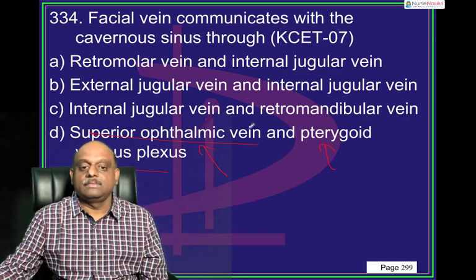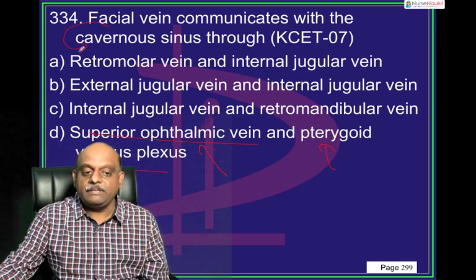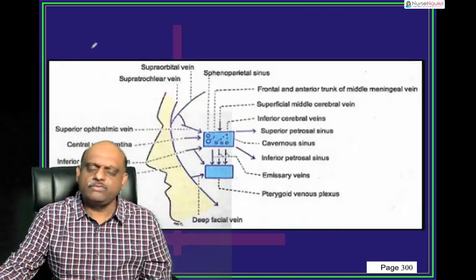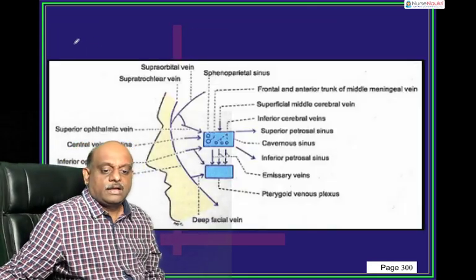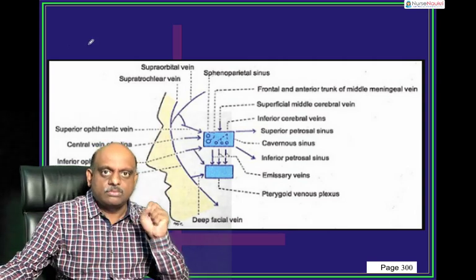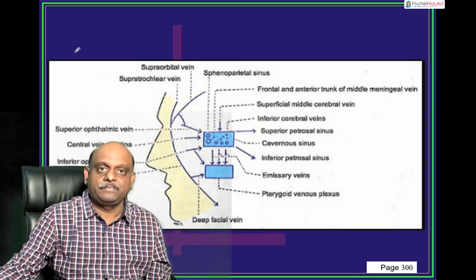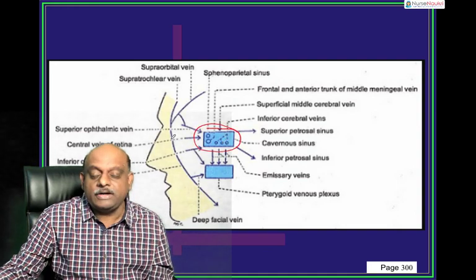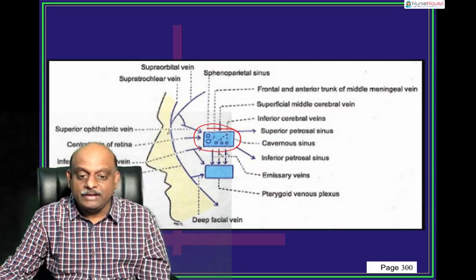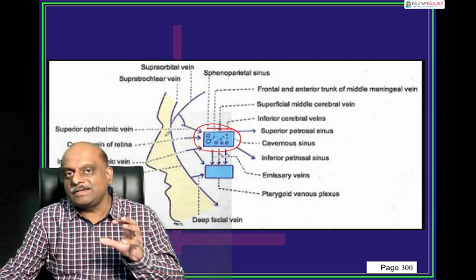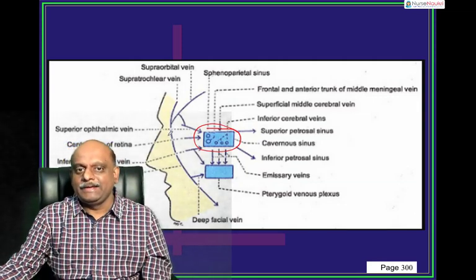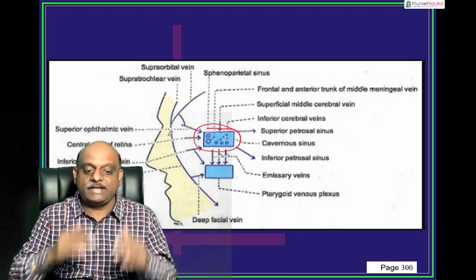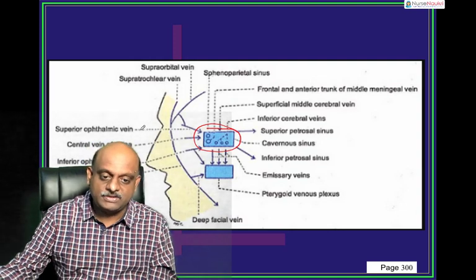Through them, the facial vein ultimately communicates with the cavernous sinus. This is a very important illustration, you should understand it properly. भाई, आप सबको cavernous sinus का परिचय already हो गया, right? Cavernous sinus ऐसे चौराहा है जिसमें, when it comes to veins, all roads ultimately lead to the cavernous sinus.